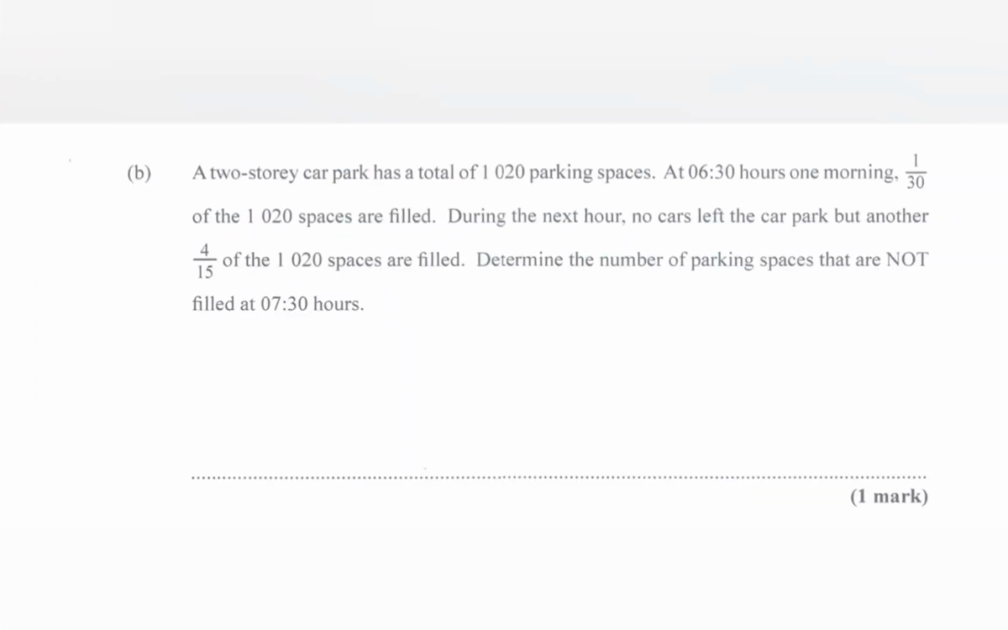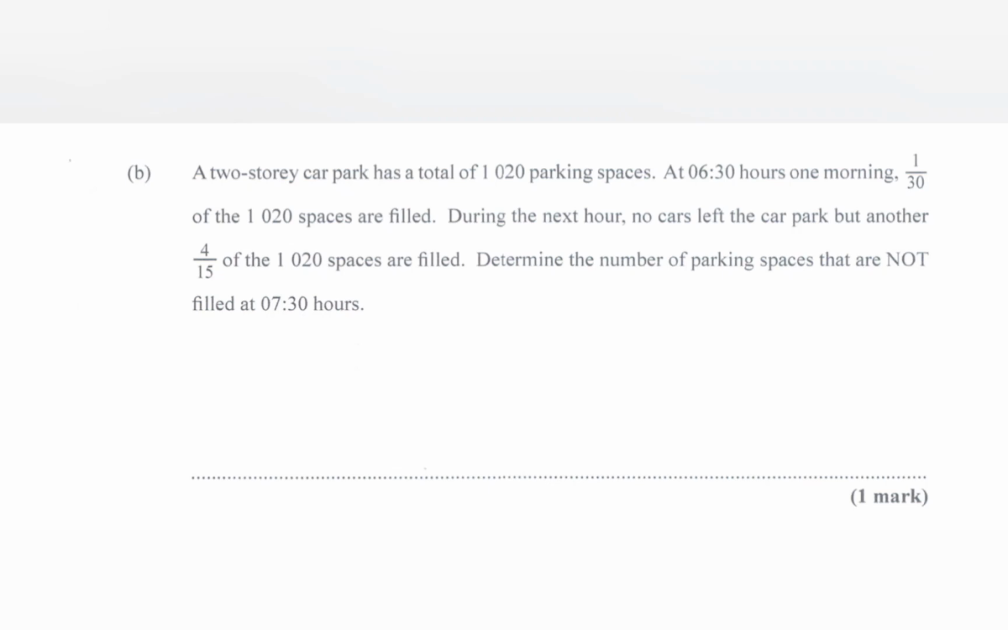Question 1b says a two-story car park has a total of 1020 parking spaces. At 0630 hours one morning, 1 out of 30 of the 1020 spaces are filled. During the next hour, no cars left the car park, but another 4 out of 15 of the 1020 spaces are filled. Determine the number of parking spaces that are not filled at 0730 hours.